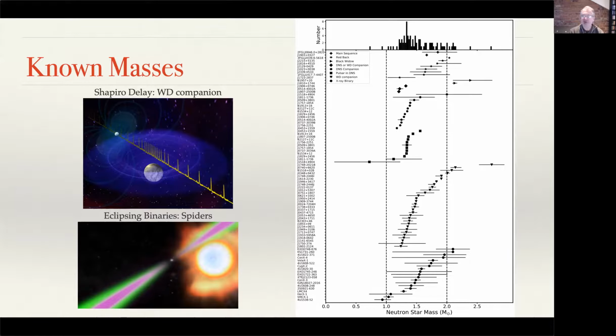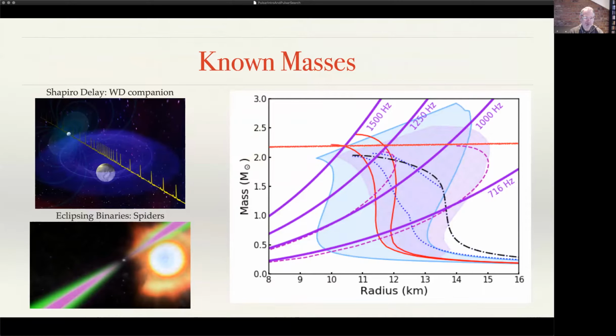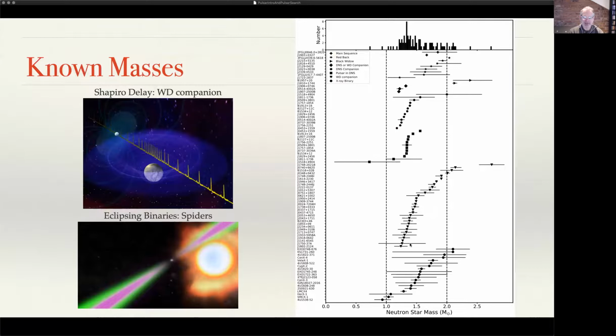We can also try and measure the masses of the neutron stars, and that can be done in a number of different ways. We can use gravitational effects like Shapiro delay, or if we're lucky enough that we can discover the companion star in a binary system, if it's not another neutron star, we can maybe measure the mass of the companion and therefore get the mass of the pulsar. And here's a graph showing all the different masses of neutron stars that have been measured so far.